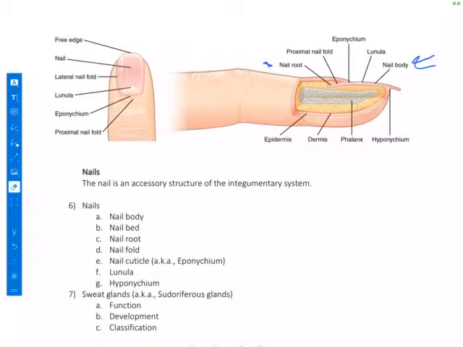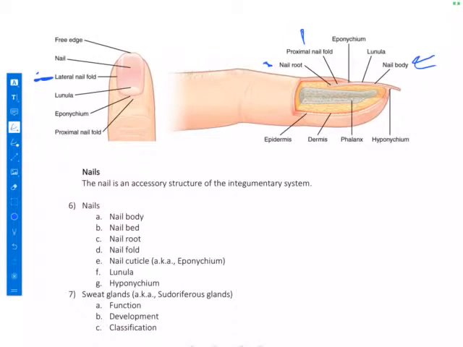And the nail fold, which you can see being pointed out there in the picture, is on the lateral sides of the nail near the skin. So there's a lateral nail fold there in that picture on the left. It overlaps the nail on the sides, and it helps to anchor the nail body.